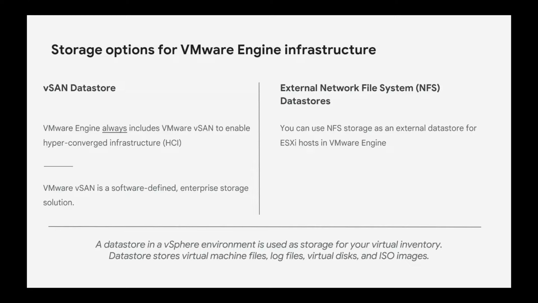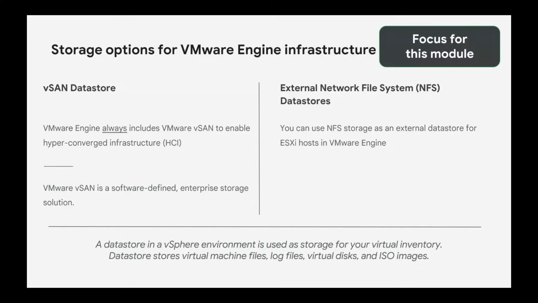VMware Engine uses vSAN technology, a software-defined enterprise storage solution. vSAN forms the basis for the hyper-converged infrastructure architecture from VMware that VMware Engine is built on. Therefore, there's always a vSAN data store available in VMware Engine. Customers may also choose to add additional capacity by using external NFS data stores. So, in addition to the always present vSAN data store, NFS data stores can be added to this environment. We'll look more closely at both options during this module.